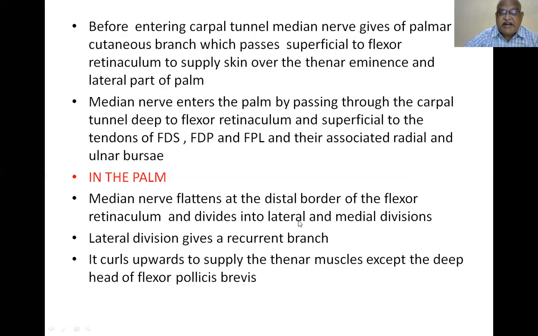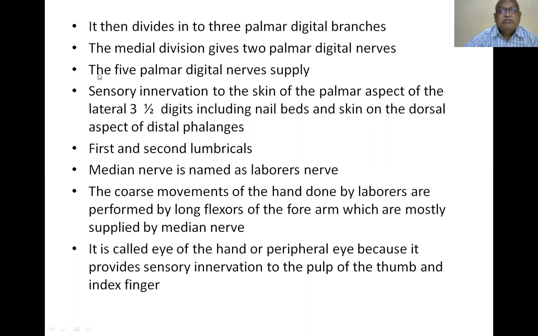In the palm, the median nerve flattens at the distal border of the flexor retinaculum and divides into lateral and medial divisions. The lateral division gives a recurrent branch. It curls upwards to supply the thenar muscles except the deep head of flexor pollicis brevis. 3.5 fingers are supplied by the median nerve, and the medial 1.5 fingers are supplied by the ulnar nerve. It is the usual rule.